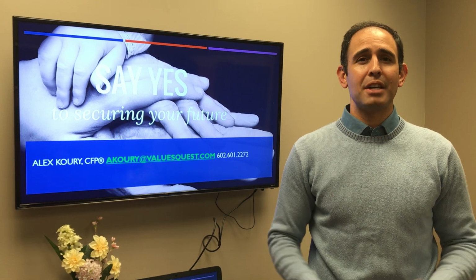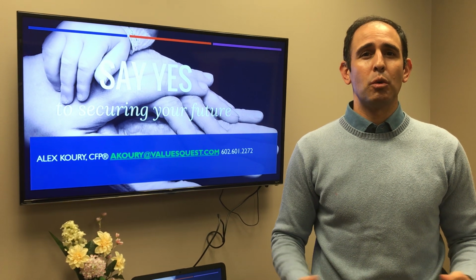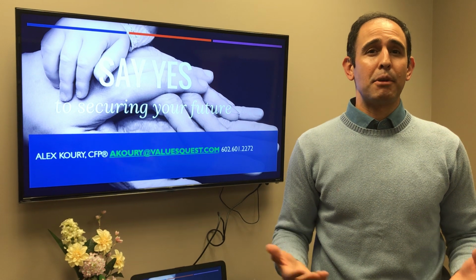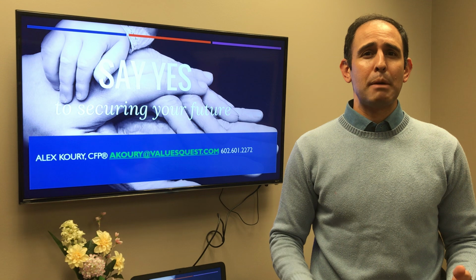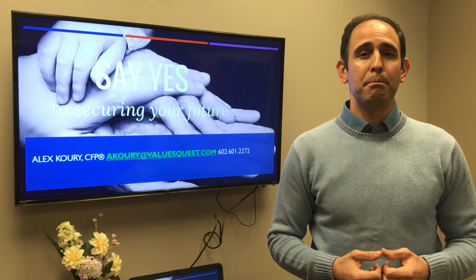Step number one in the process was to gather all of your financial documents. Step number two was putting together your personal net worth statement. And step number three now is actually going to be creating your income statement that you'll be able to track and monitor your income and expenses on a monthly basis.